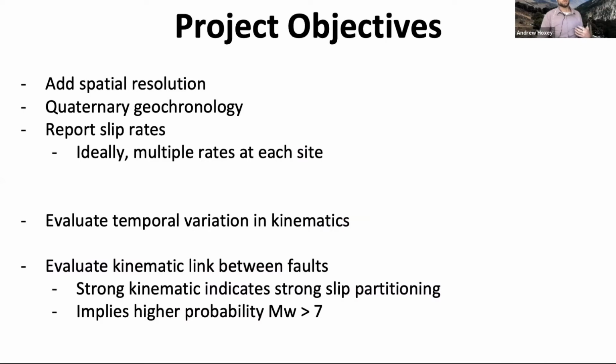And so what we want to do is add spatial resolution to these existing maps and also add geochronology so that we can determine slip rates on each one of these segments independently. We'll then be able to evaluate the temporal variation by comparing to, say, geodetic data or geologic offsets. And then we'll also be able to evaluate each segment independently and understand how well kinematically linked they are. A strong kinematic link would imply that there's strong slip partitioning, and that has important implications for the probability of a large magnitude earthquake.